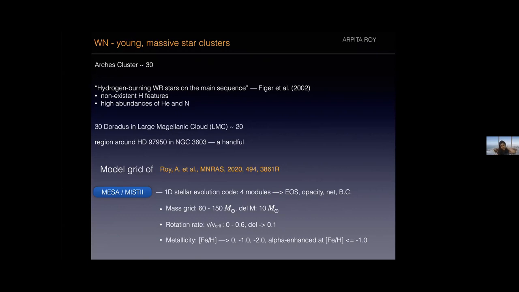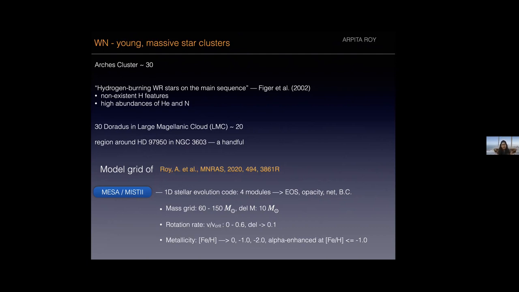So the first question is, where do we find these kinds of young massive star clusters? Our galactic center has plenty of them, and there are different clusters like the Arches and Quintuplet clusters, which have plenty of these massive stars. Initially, when they were observed by Figer et al., they noticed some WNL-like features, like helium and nitrogen, though they didn't have the term WNL yet. At the same time, they have a core that is hydrogen burning, so they are on the main sequence. So these stars were called hydrogen burning Wolf-Rayet stars on the main sequence.